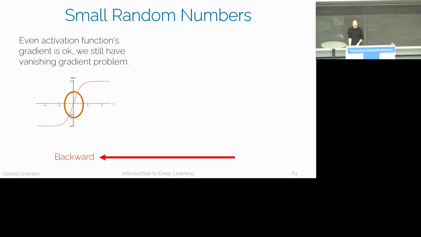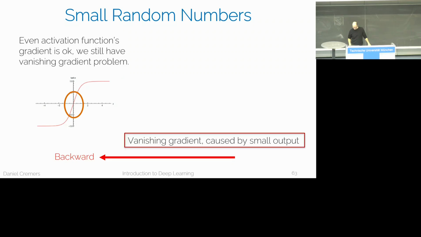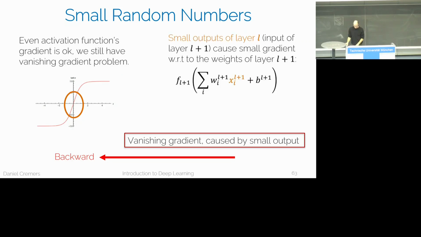So even if the activation function has a relevant gradient, as we see here, the gradient of the activation function itself is not 0, but the output of each layer is 0. And so you have a vanishing gradient that is not caused by the gradient of the activation being 0, but by the input to each layer and the output to the next layer being essentially 0.